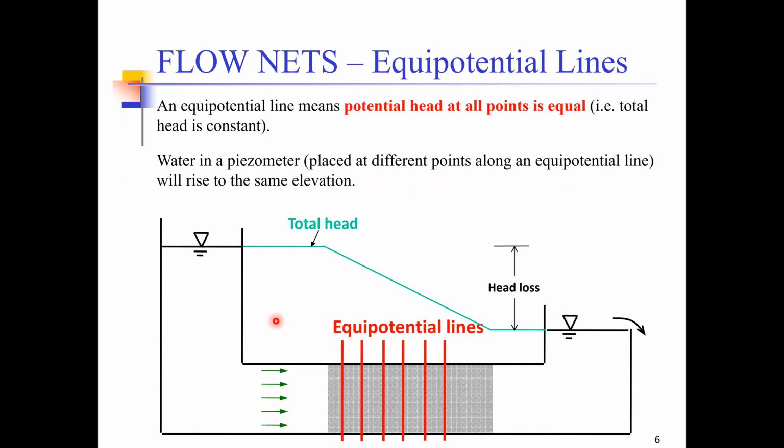It also means that if we put a piezometer at any place on an equipotential line, water will always rise to the same elevation. So if we install a piezometer here in this pipe, and even if we insert it more, the water level would always be the same, because at any point on a particular equipotential line, the water head would be the same.